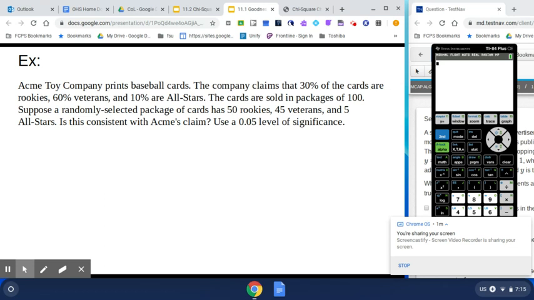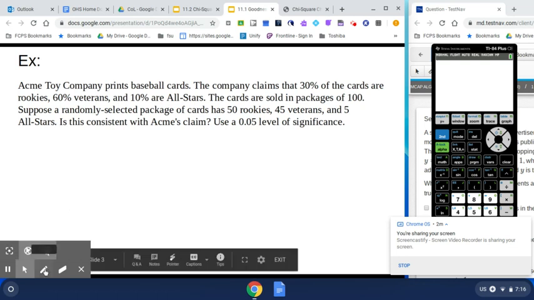Okay, so here's our first example. It states Acme Toy Company prints baseball cards. The company claims that 30% of the cards are rookies, 60% veterans, and 10% are all-stars. The cards are sold in packages of 100. Suppose a randomly selected package of cards has 50 rookies, 45 veterans, and 5 all-stars. Is this consistent with Acme's claim? Use a 0.05 level of significance.